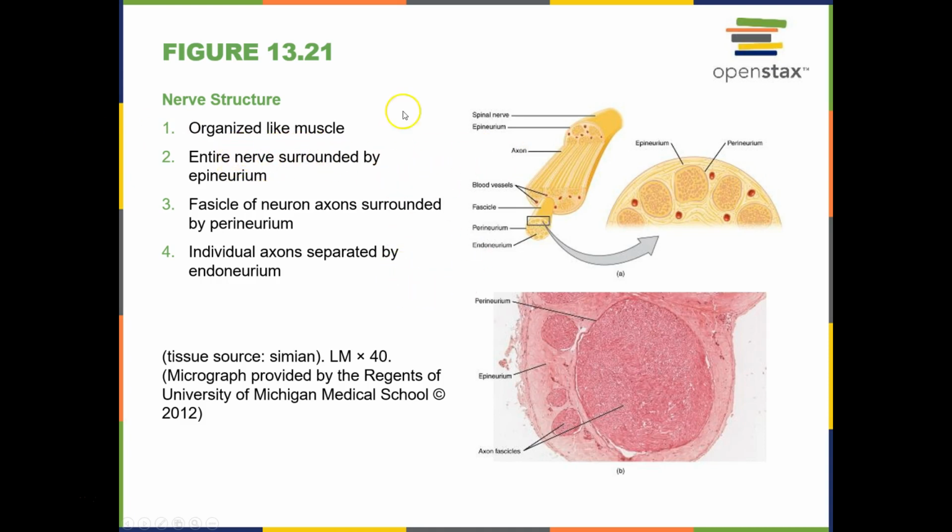Now we're going to look at the different nerves. A nerve itself, we talked about in the last chapter, is organized very similar to muscles. A nerve has multiple neurons and axons associated with it. A group of neuron axons is known as a fascicle. And then each individual axon itself is separated from the other ones by a tissue called the endoneurium. The fascicle is separated by a perineurium, and the entire nerve has an epineurium, very similar to that muscle.